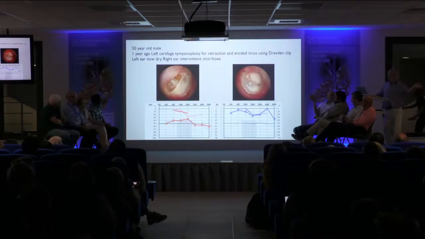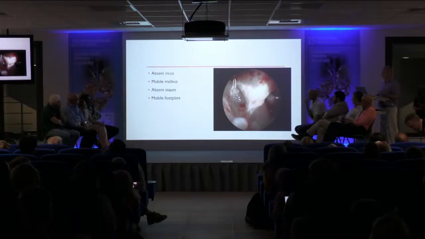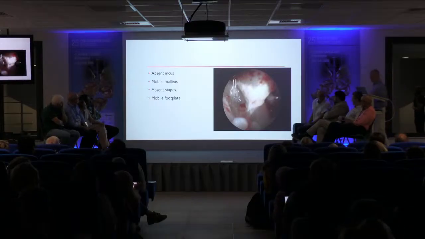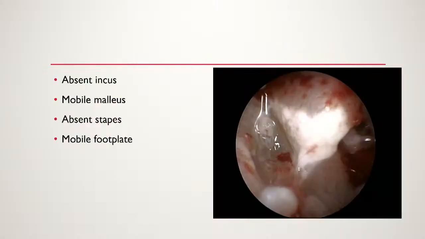Okay, we're moving on. So now we've got nothing. We've got no incus. We've got no stapes. So I guess you're going to do the same here. You're going to put a shoe and a TORP. What would you do, Prepper, for this? So there's a malleus, there's a normal drum, but there's no incus and there's no stapes. We've got a mobile foot plate.